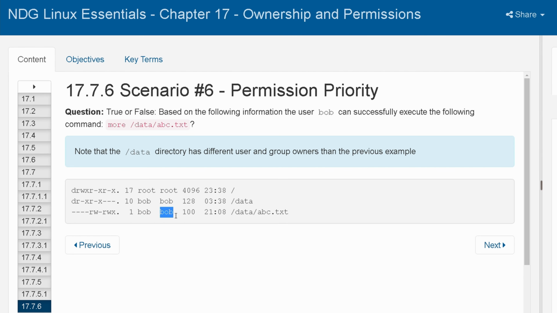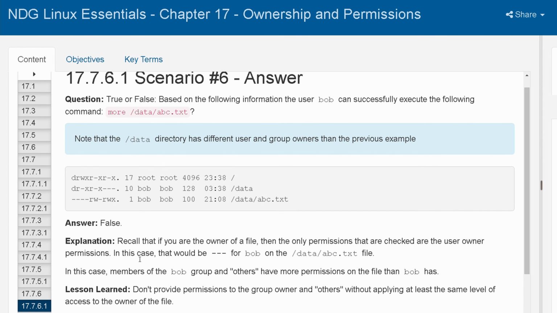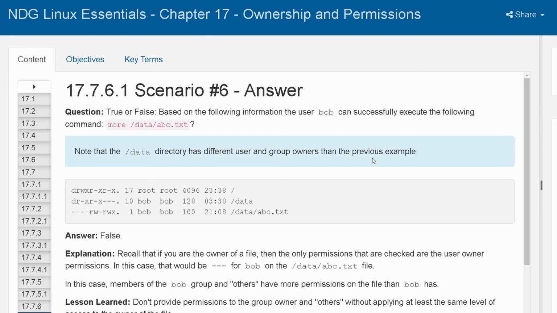Even though he is part of the Bob group, if you are the head user of the group, then the permissions will default to user permissions. That means the group and the world have more permissions than Bob does. So this is not great permission priority, which is part of the example. Clicking next, we can see the explanation for this, lesson learned, and the answer. And that is all of the scenarios inside of this chapter.